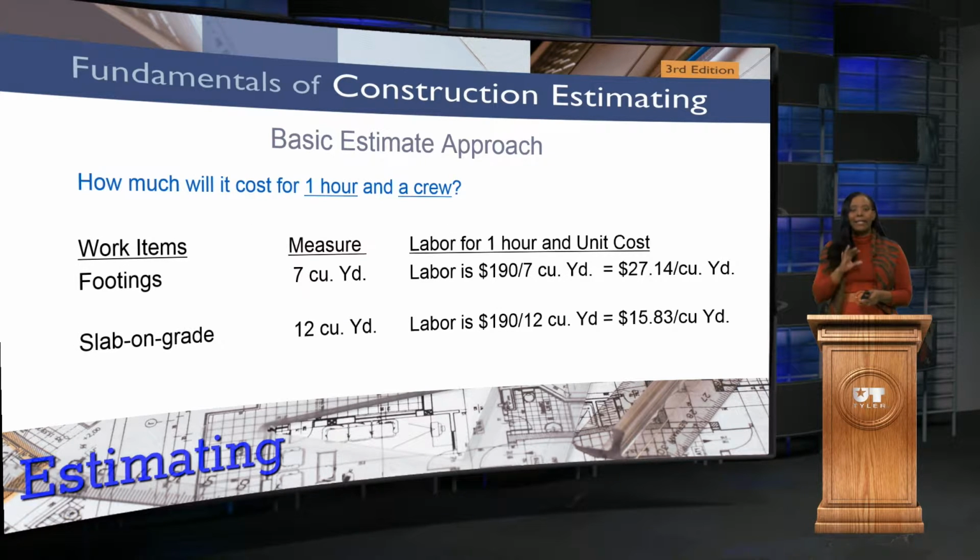Then we look at the labor. So we say here that there's going to be 1 crew, and let's just say that it's $190 to do this per hour. So labor is $190 per 7 cubic yards, and then the same thing with the 12 cubic yards. And then you'll get what we call a unit cost. You're just breaking it down individually, showing that this is roughly $27.14 per cubic yard.